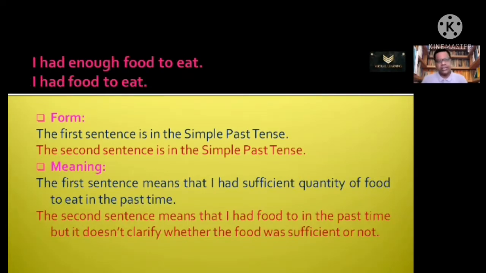Now you have another pair on your screen. I had enough food to eat. Second sentence is I had food to eat. See here, there is only one minor change in the sentences. In the first sentence, you have enough, and that makes a big difference in the meaning.